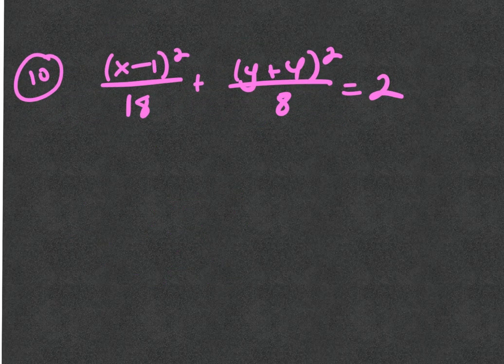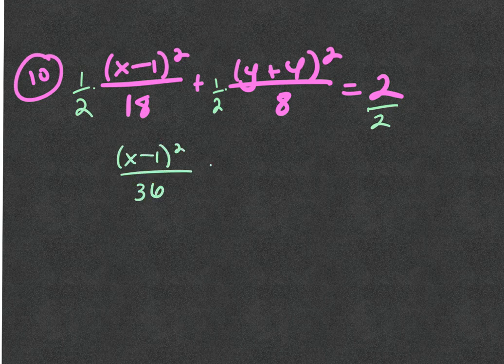All right, 10 starts like this. This is an ellipse because there's a plus in between. It also said it in the instructions, but I know it because of the plus in between. And ellipses and hyperbolas have to be equal to 1. This has a 2, which means I'm dividing everything by 2. Because there's already a denominator there, it might be easier to multiply by a half because that's the same thing as dividing by 2. And so I'd get (x minus 1) squared over 36 plus (y plus 4) squared over 16 equals 1. And now it's in standard form.